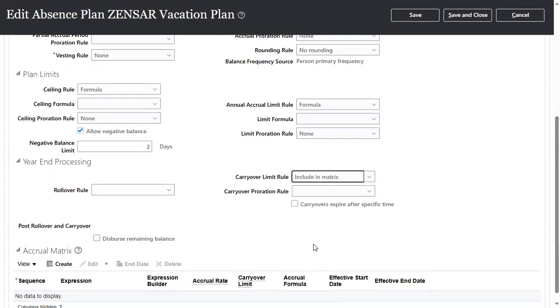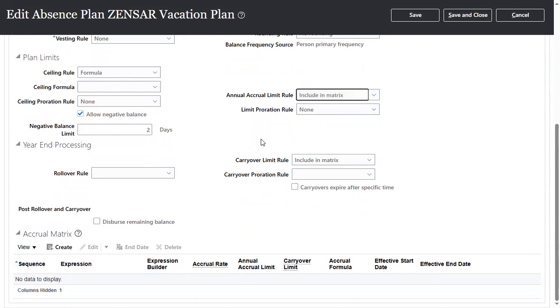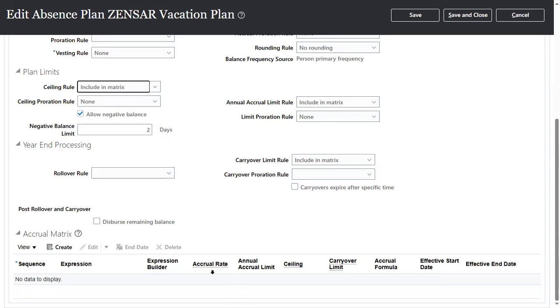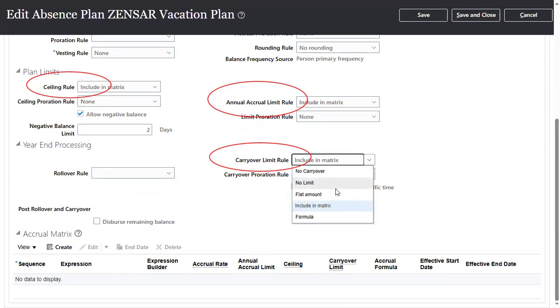Include in matrix, I can see carryover limit. Then we can see include in matrix, and here I can see annual accrual limit, include in matrix. So here we can find the ceiling period. So all these three. Here we don't have rollover, we cannot include it in the accrual matrix. So here the concept is, if you would like to put a flat amount, meaning fixed values, for the ceiling rule, annual accrual limit, or carryover limit, you can put a fixed value, meaning a flat amount.